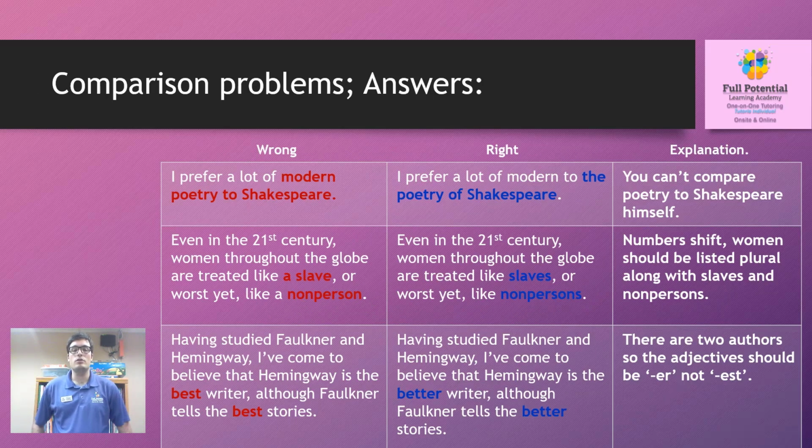Here are the answers to the comparison problems from before. By fixing the comparison problems, we see the answers need to be changed in order to better match the listing in a sentence. The first problem must be changed so that poetry can be compared to more poetry rather than a person. The second problem is a number shift problem, so the comparisons must be changed from their singular to plural forms so they match the first plural subject. Finally, the last sentence must change from -est adjectives to -er adjectives because the sentence is comparing two authors rather than more than two authors.